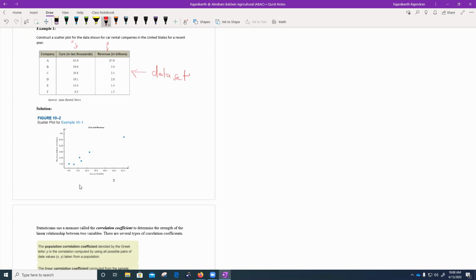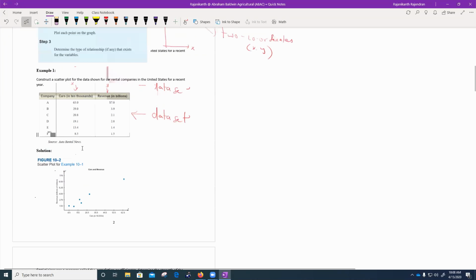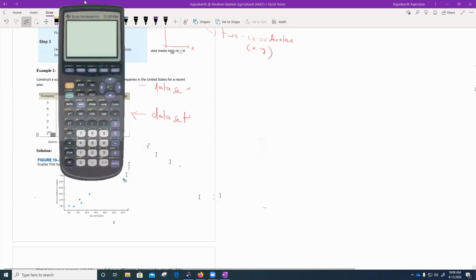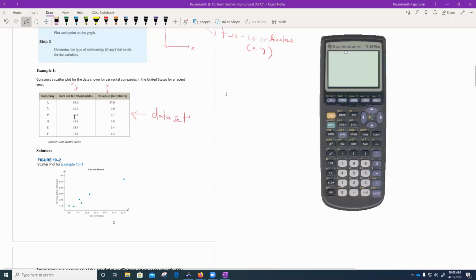Anyway, we have a calculator and we could draw the scatter plots, right? So let me see how to draw these things in your calculator. Okay, so the thing is now, first you need to plug in your values x and y. So I'm going to stat, edit, and I'm going to enter.